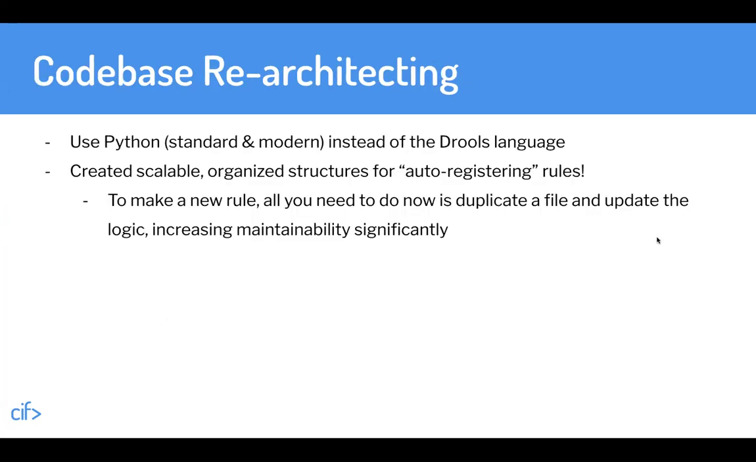So in my re-architecture, I switched from Node.js and Drools to use Python, which is much more standard and modern and also understood by basically everyone on the engineering team. And then I also changed up the architecture of the code base so that it's very scalable and it works in an auto registry feature. So essentially, to make a new rule, all you need to do now is just duplicate a file and update the logic, versus editing multiple different places in the code base and managing multiple different softwares in order to just maintain the infrastructure for updating rules.